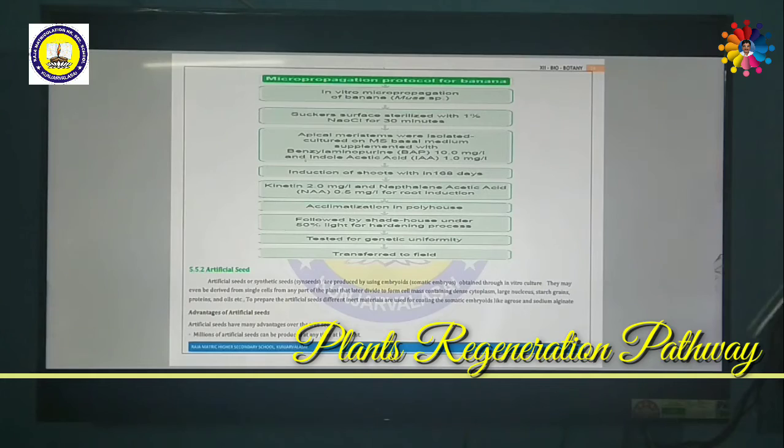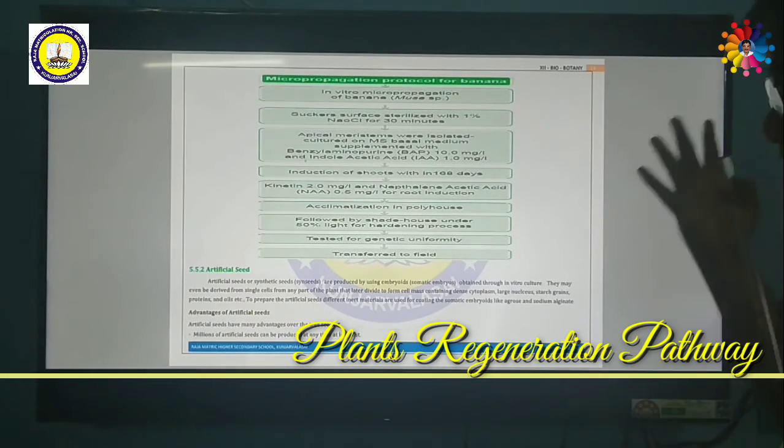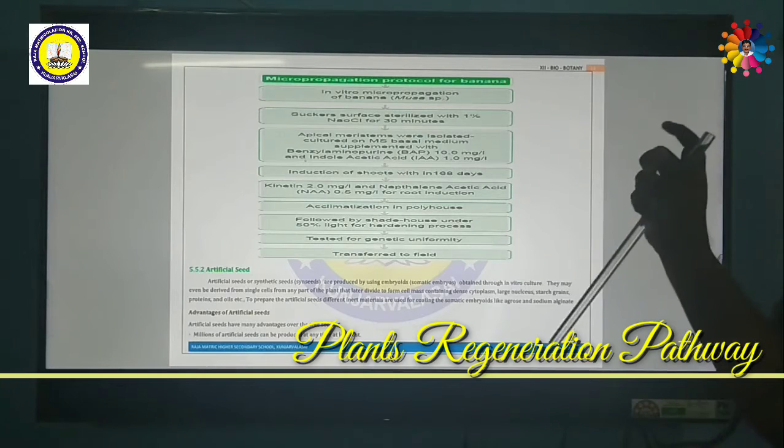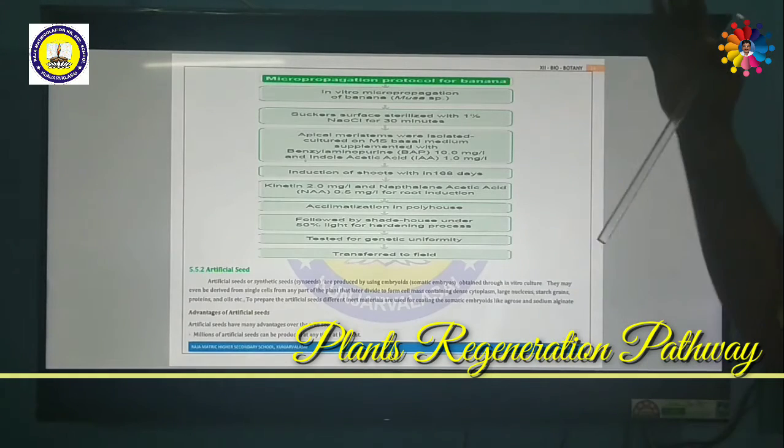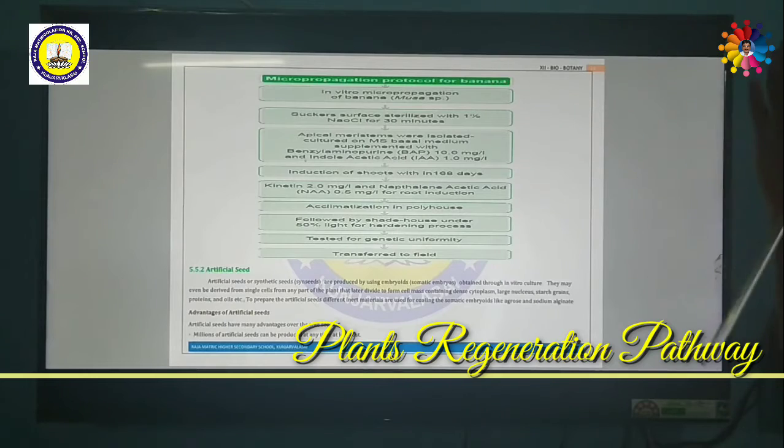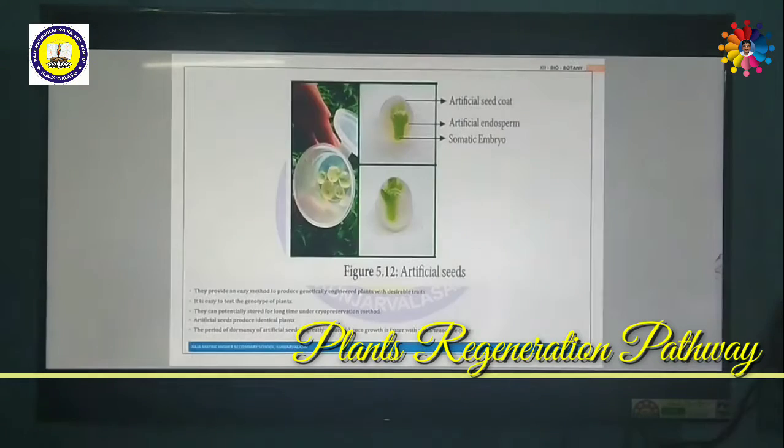What are the advantages of artificial seed? Artificial seeds have many advantages over true seeds. It is better than true seeds. How? Millions of artificial seeds can be produced at any time at low cost. Within a short period of time, a huge amount of seeds can be produced very cheaply. So at low cost we are able to prepare them.